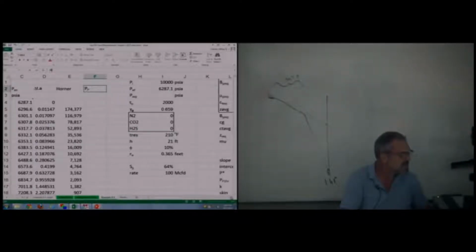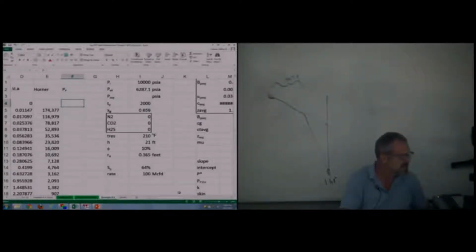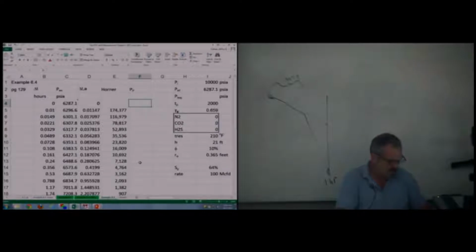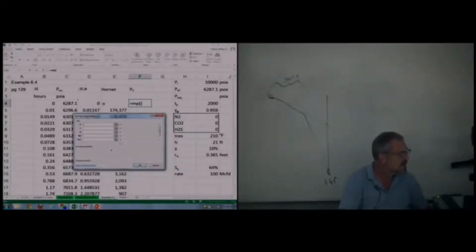And do I have pseudo pressure? Yeah, that's good. I'm going to get one at initial conditions. Equals M of P, the pressure of interest. I'm going to use this from time to time. This is my initial pressure right there. Everything else will be absolute.